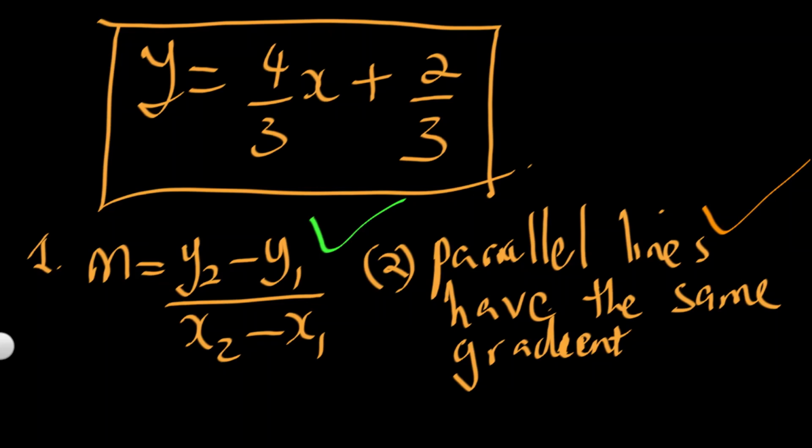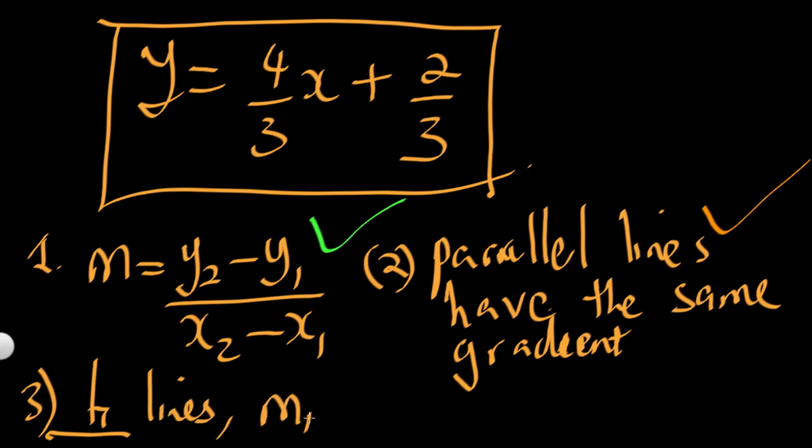And we go to 3. The third thing that you should know is that for perpendicular lines, m1 times m2 equals minus 1. If you know one of the gradients, you can easily deduce the other one, because if you multiply the two gradients, you should get minus 1. But I've given you a short way of knowing it. Just know that it's the inverse of the other with a different sign.